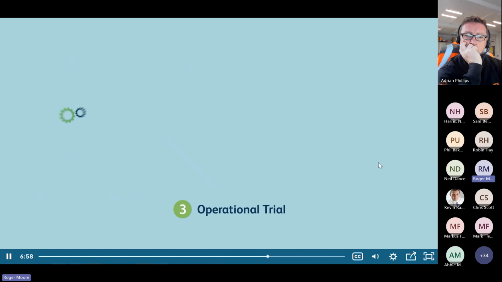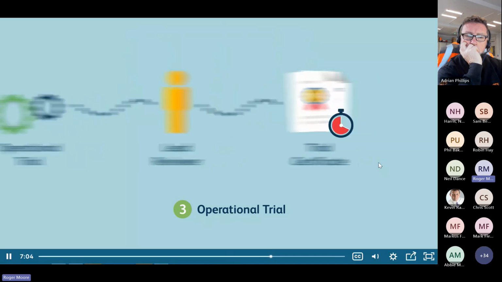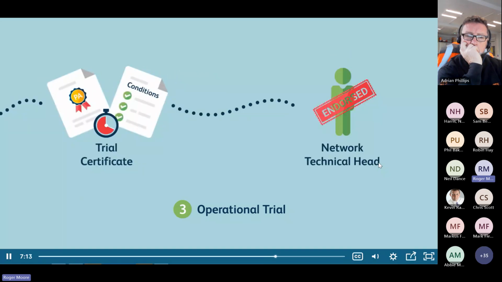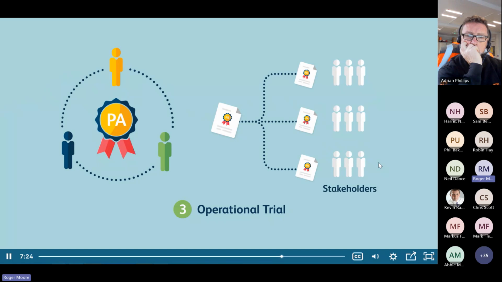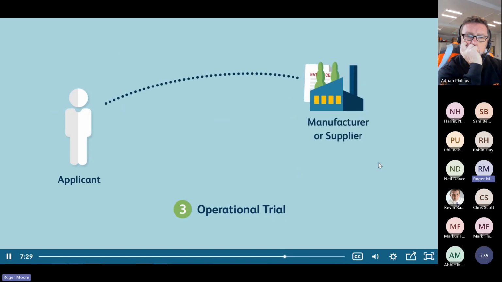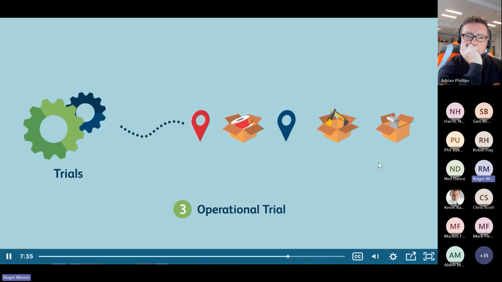Operational trial. If an operational trial is required, the lead reviewer will provide a time-limited trial certificate, which includes trial conditions that need to be met before full acceptance is granted. Trial certificates are endorsed by the relevant network technical head and must have been issued before commencement of any trial. The Product Acceptance Team will distribute the trial certificate to all relevant stakeholders. The applicant will coordinate the trial and obtain the evidence from the manufacturer or supplier to meet the trial conditions. Trials may be limited in scope to specific projects or geographic areas.